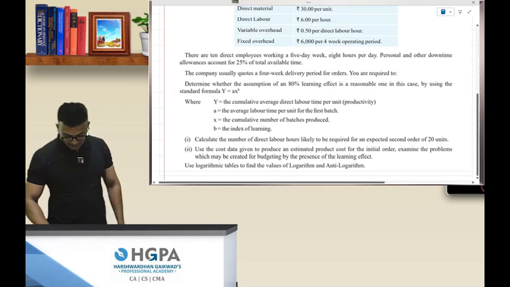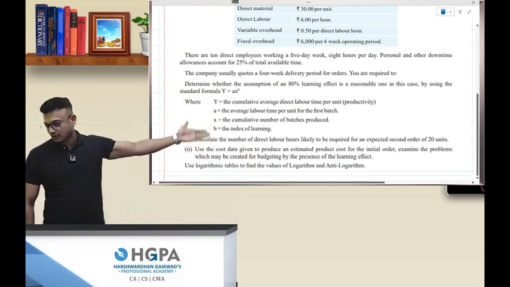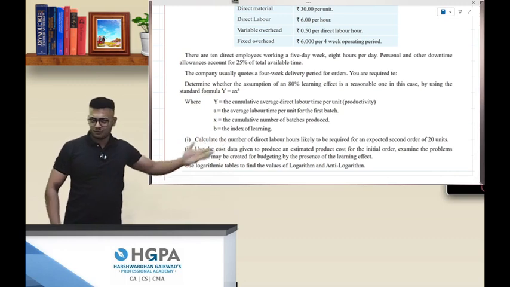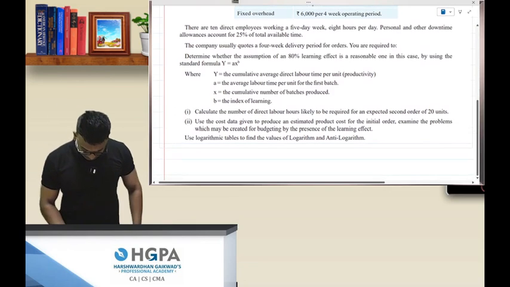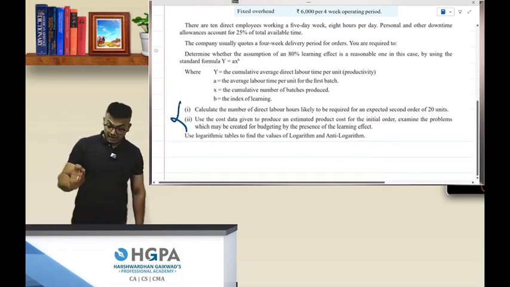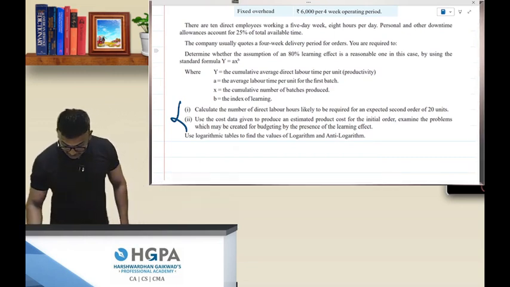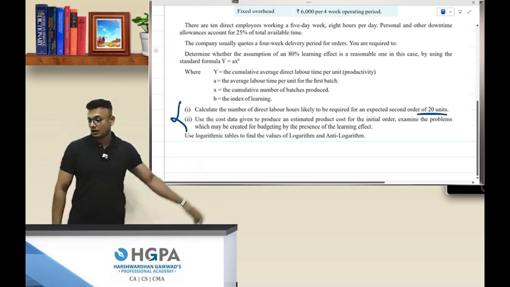Then they've given you this, which is of no use because you already know this stuff. Okay, I'm using some other denomination. You can use this also, but I'm using y is equal to kx^s. You can use this also. Okay, chalo. Two things they're asking you. Calculate the number of direct labor hours likely to be required for an expected second order of 20 units. Please pay attention. The question is very interesting. What are they asking you over here?